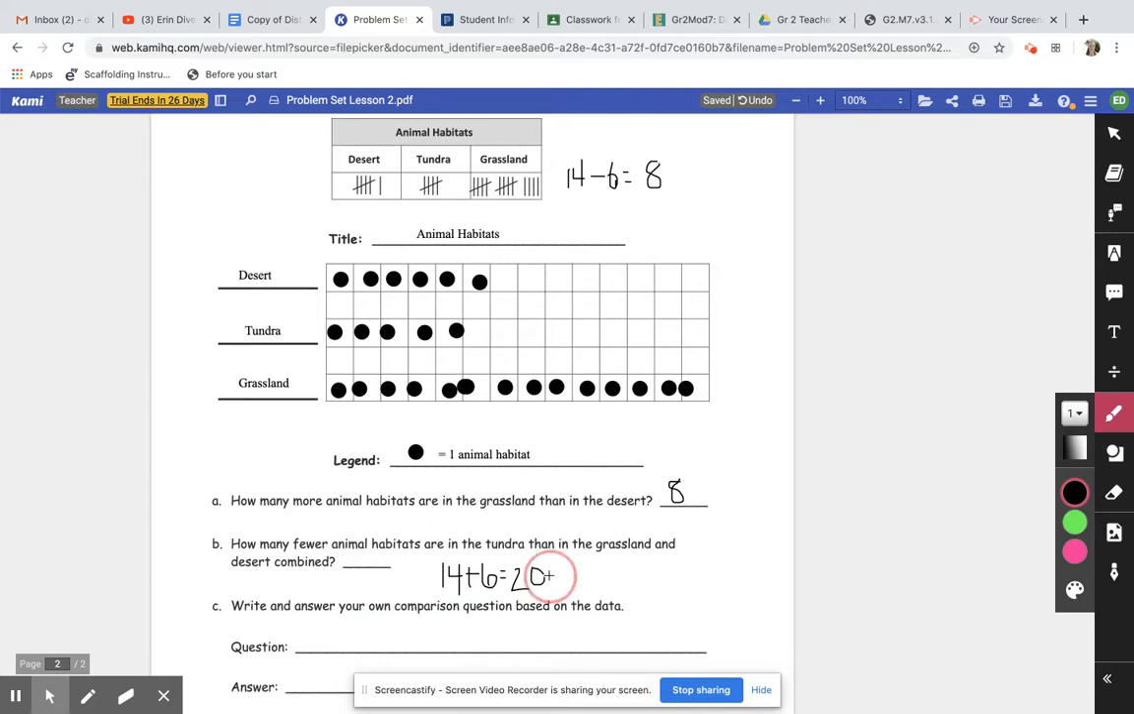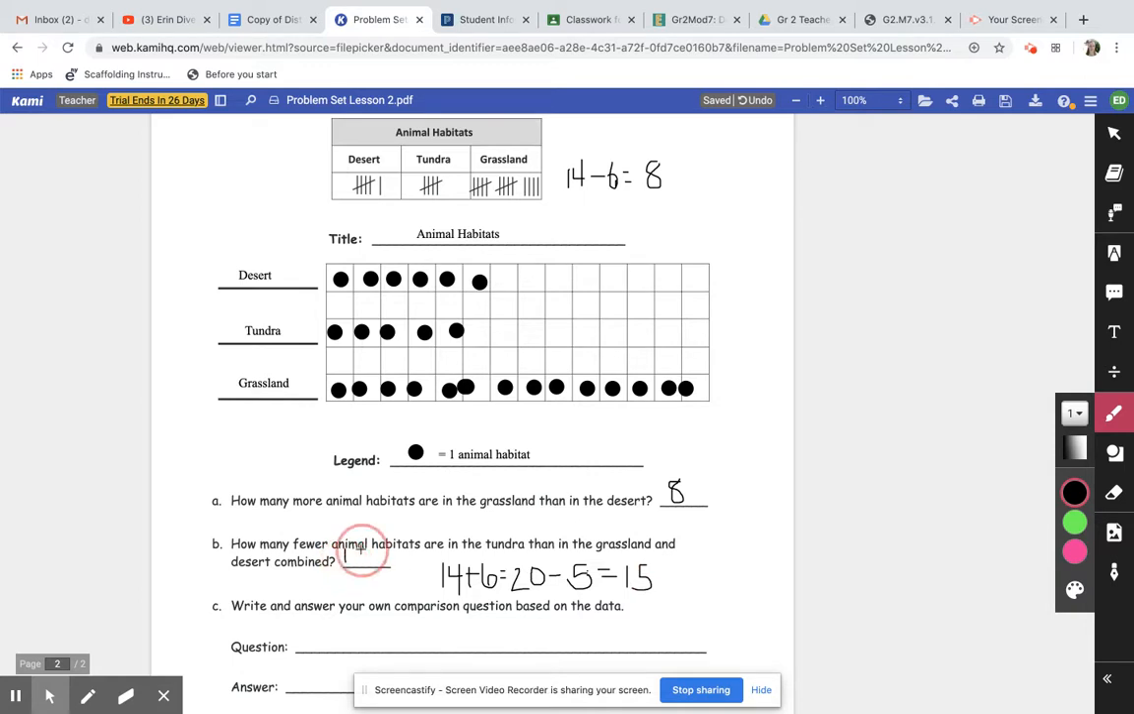So it's going to be 20 minus 4, sorry, 20 minus 5, because we've got 5 in the tundra, right? So 20 minus 5 gives us 15. And I know that because I can skip count backwards by 5s.